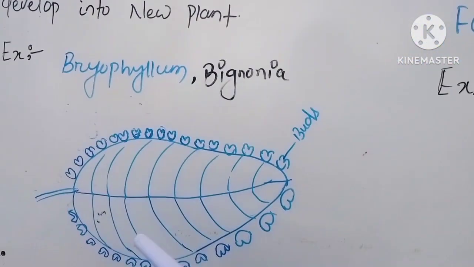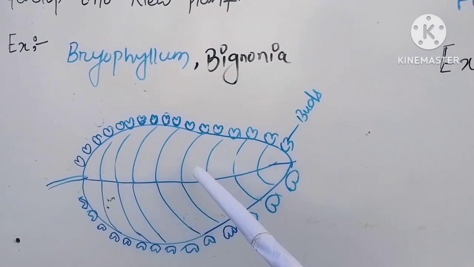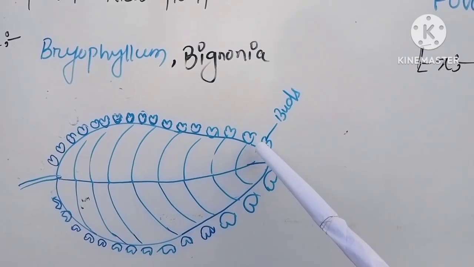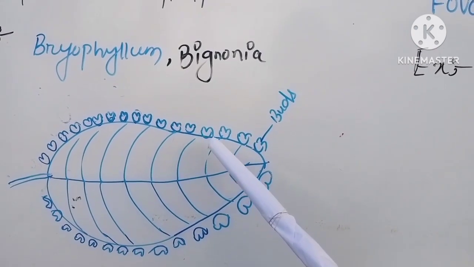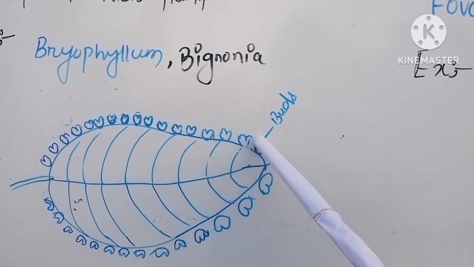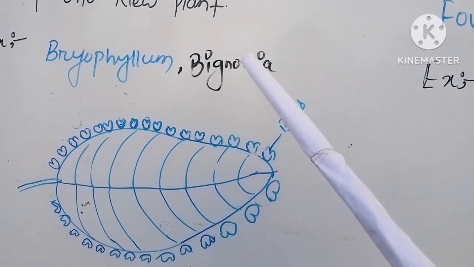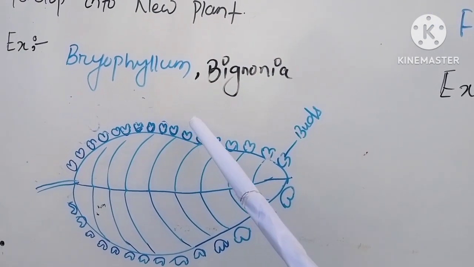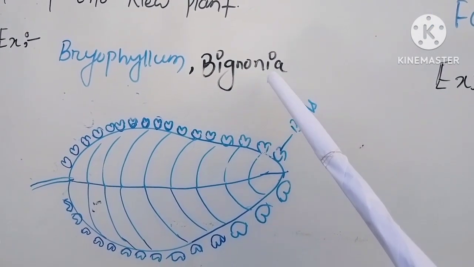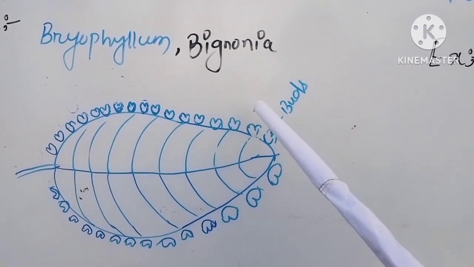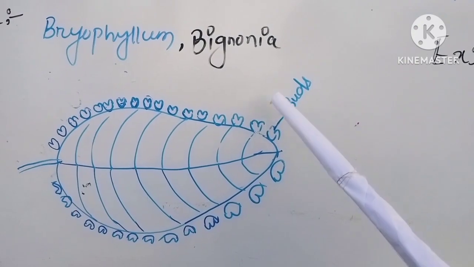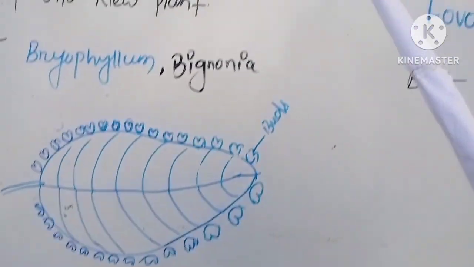This is the leaf of a bryophyllum, having small buds surrounding the lamina of the leaf. This bud, when detached from the parent plant, develops into a new individual. Thus other examples are bryophyllum and another one is bignonia. Bignonia leaves have such bud creating capability, and when they detach from the parent plant or parent leaf they develop into a new individual.